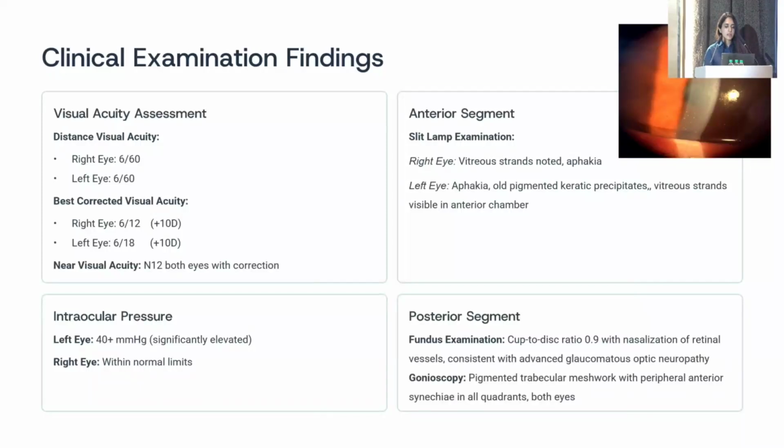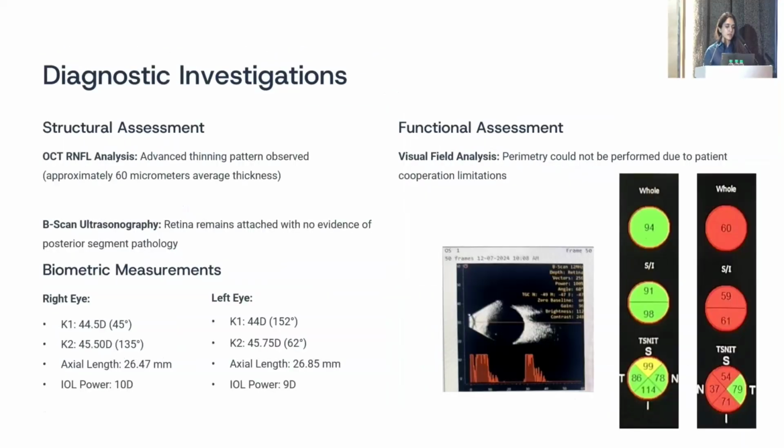In the anterior segment, the right eye showed vitreous strands and aphakia. In the left eye there was aphakia, and old pigmented KPs as seen in the picture. Vitreous strands were present. Posterior segment showed a cup disc ratio of 0.9 in the left eye with nasalization, and on gonio, pigmented trabecular meshwork with peripheral anterior synechiae in all quadrants in both eyes. OCT RNFL revealed advanced thinning pattern in the left eye, as you can see in the image. The right eye was mostly all green. In the B scan it was normal. The retina was on. Both the eyes showed an axial length of more than 26 mm.